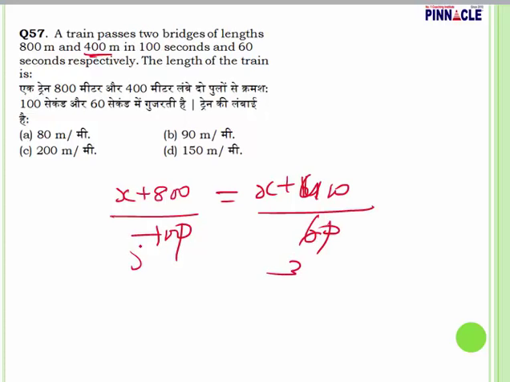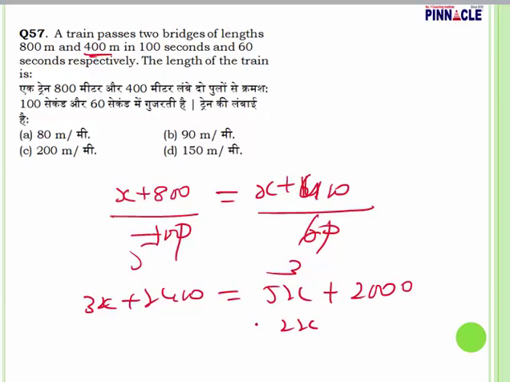So 3x plus 2400 equals 5x plus 2000. 2x is equal to 600, x is equal to 300.